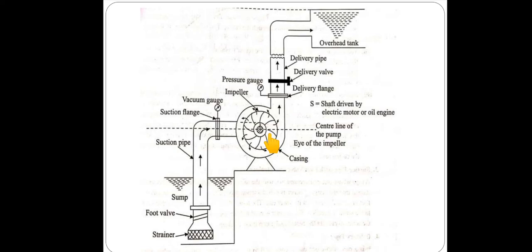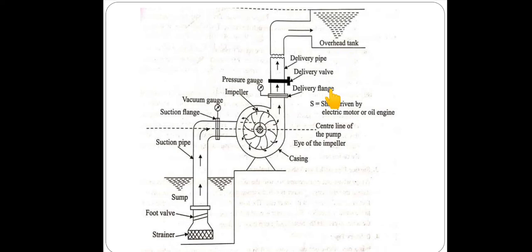Next, what is the function of the casing? The casing is an airtight passage which surrounds the impeller. The design of the casing is done in such a way that it is capable of converting the kinetic energy of water discharging from the outlet of the impeller into pressure energy. Then by building up this pressure, the water will be pumped to a higher level like your overhead tank.